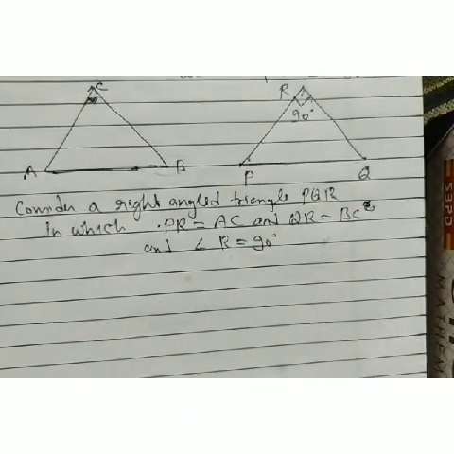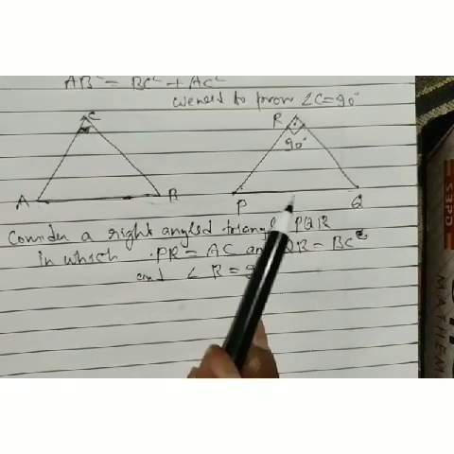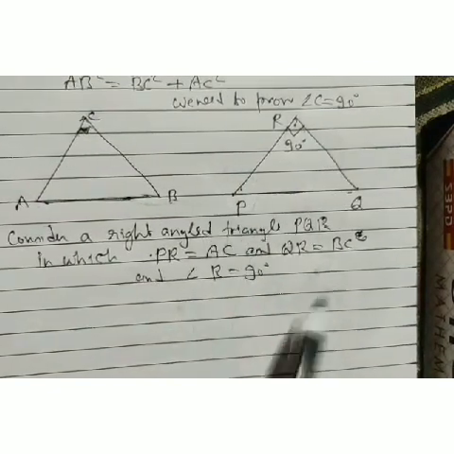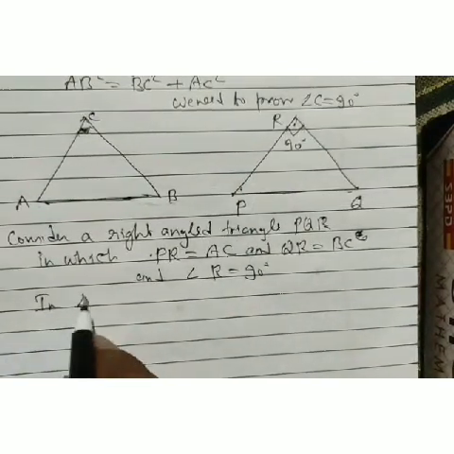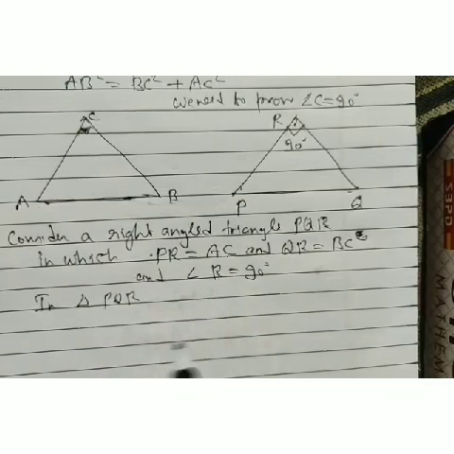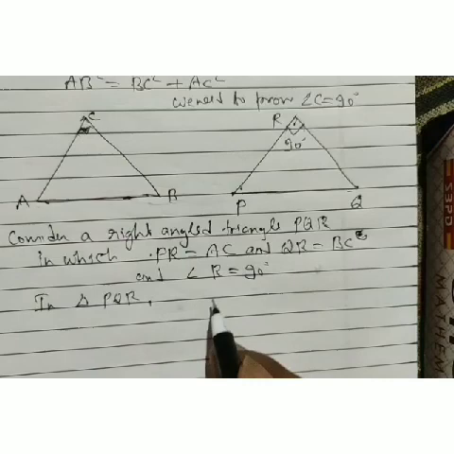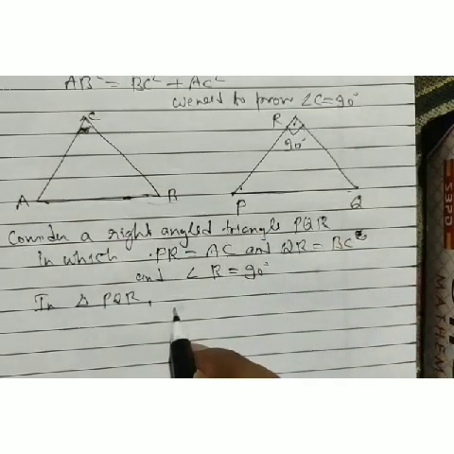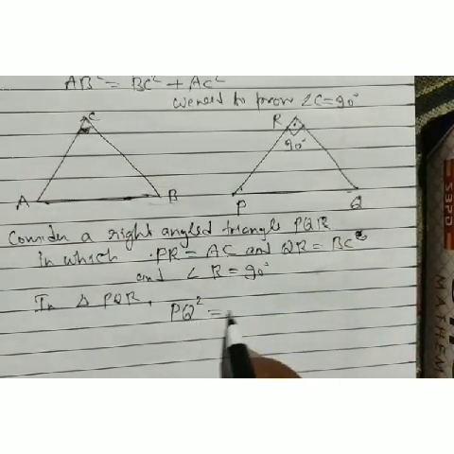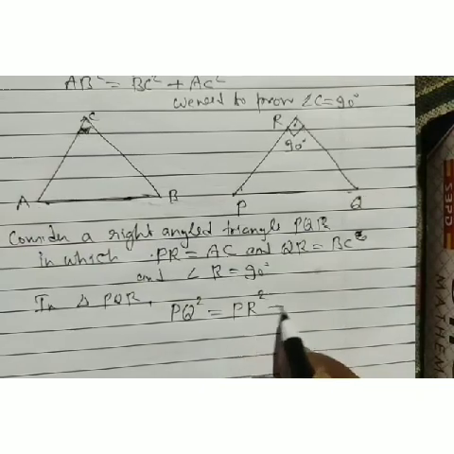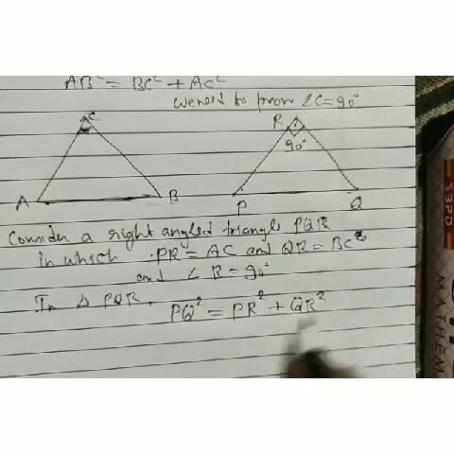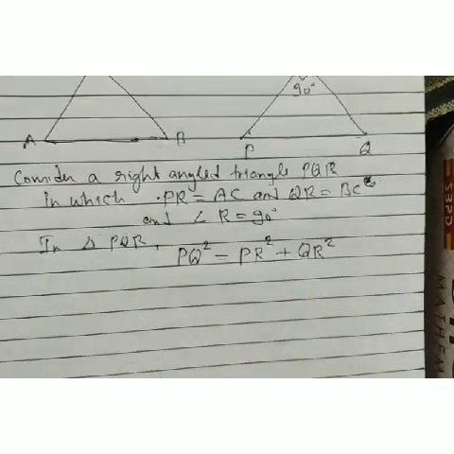Now look, we consider our triangle PQR. PQR is a right angle triangle. In triangle PQR, since it's a right angle triangle, we can apply the Pythagoras theorem there. And we have PQ square equal to PR square plus QR square. Now we are applying the Pythagoras theorem.